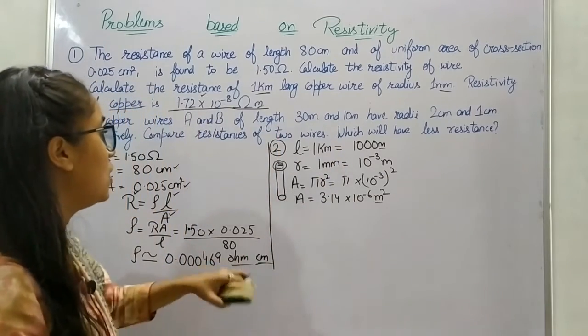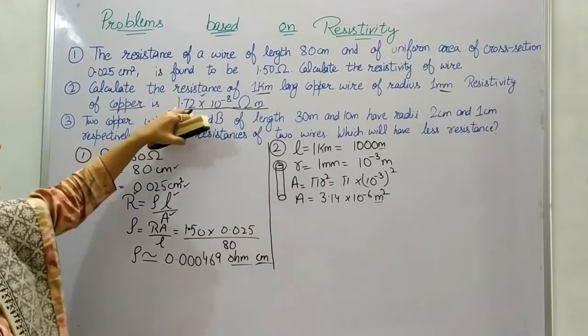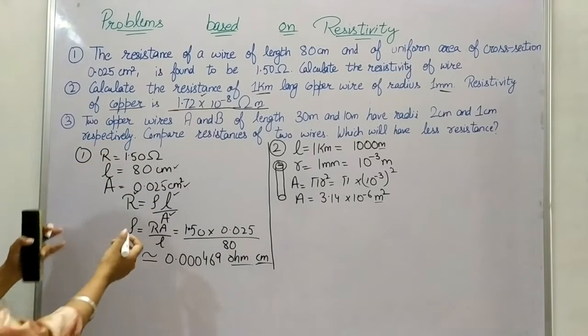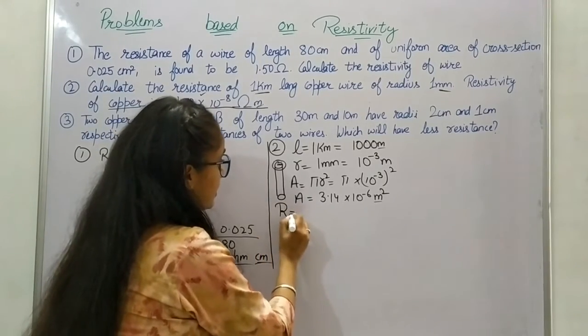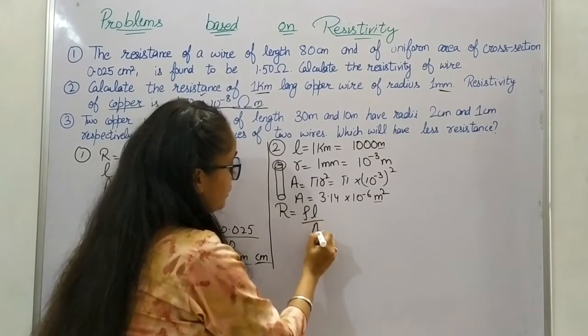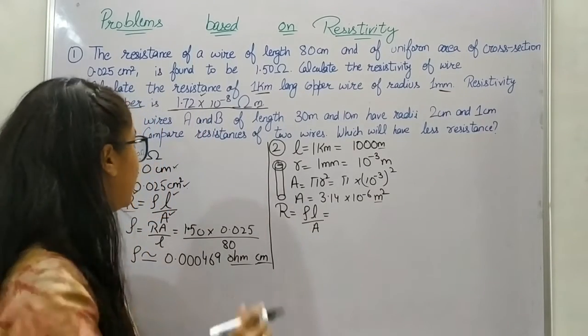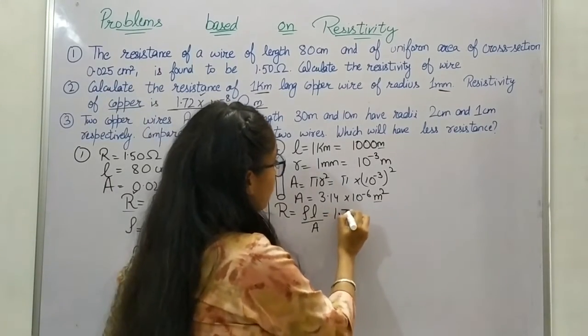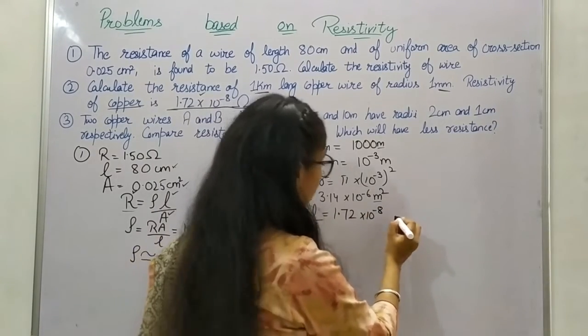Now we have the length, we have the area, and we are provided with the resistivity too, so we can find the resistance very easily. The resistance is rho L over A. You just have to put in the values and then calculate it. Now it is 1.72 into 10 to the power negative 8 ohm meter.